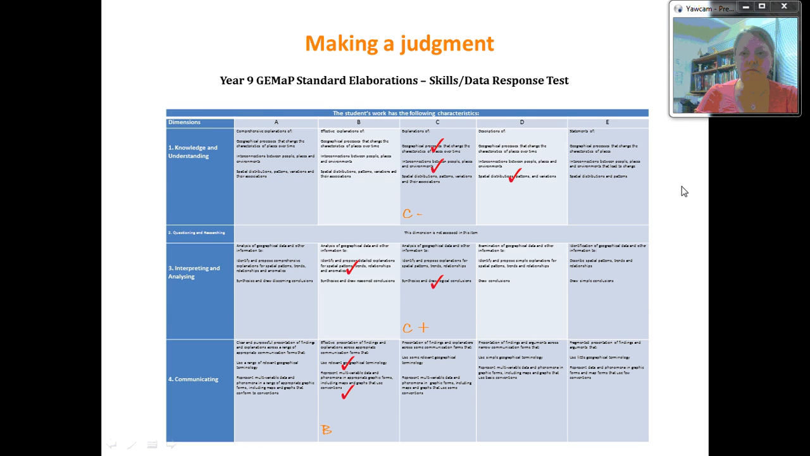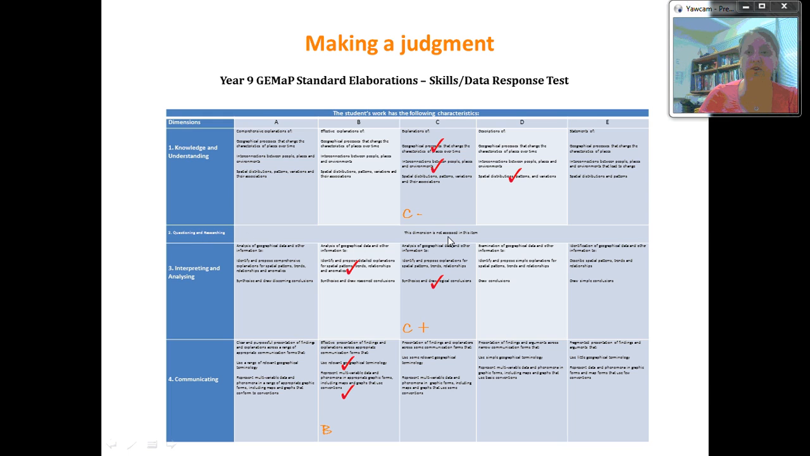So, putting all that together then, to make a judgment about our students' work. In the knowledge and understanding features of this Year 9 skills test, the student has demonstrated at a C level for the first two sub-criteria and at a D level for the third. Overall, on balance, it's a C minus.